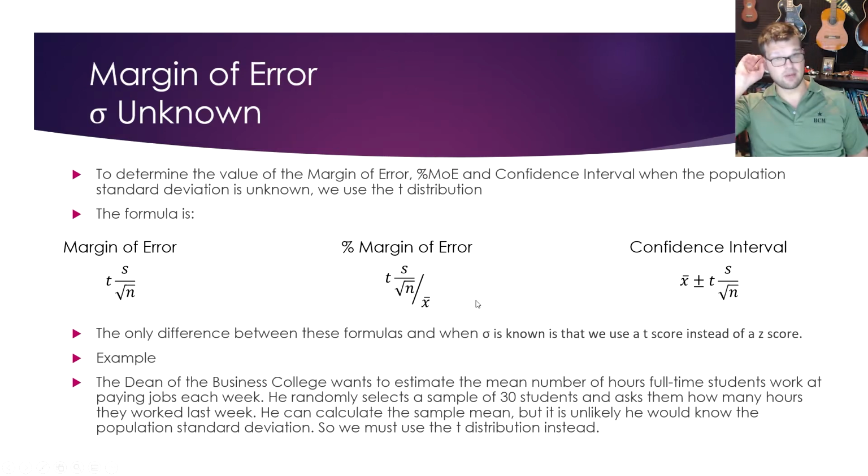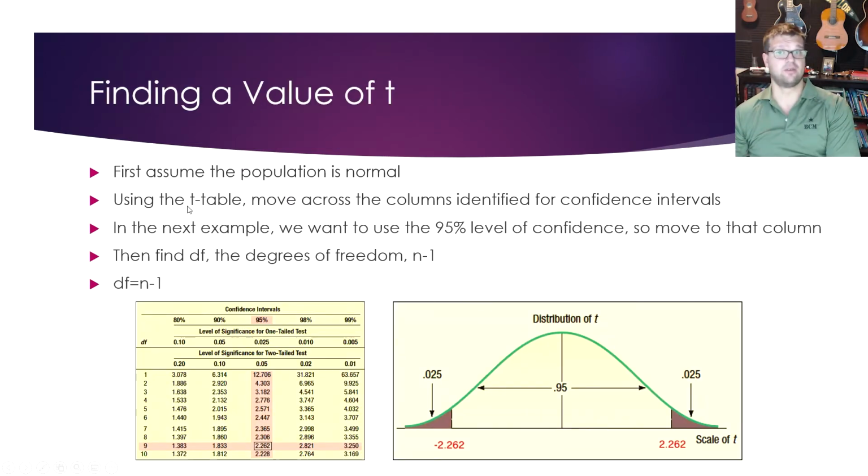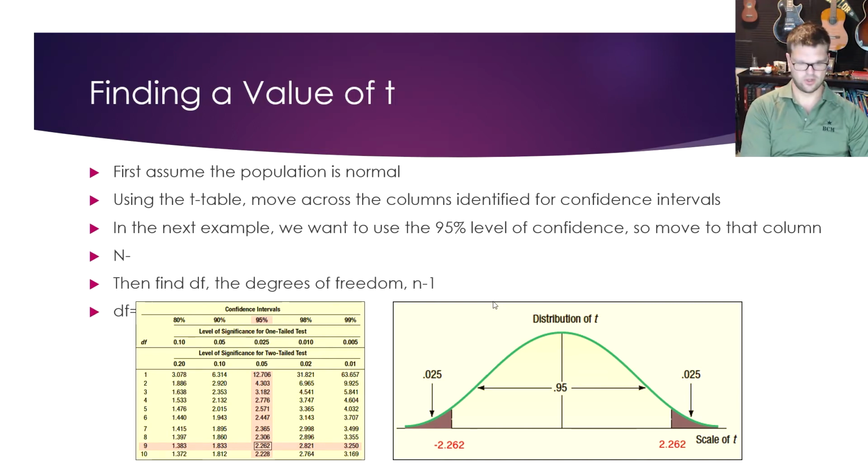So here's another example using the t-table. Say we have a sample of 10. Using the t-table, move across the columns identified as the confidence interval. In the next example, we're going to use the 95 confidence, so move to that column and find the degrees of freedom. Right here, we're going to do n equals 10 for this example.